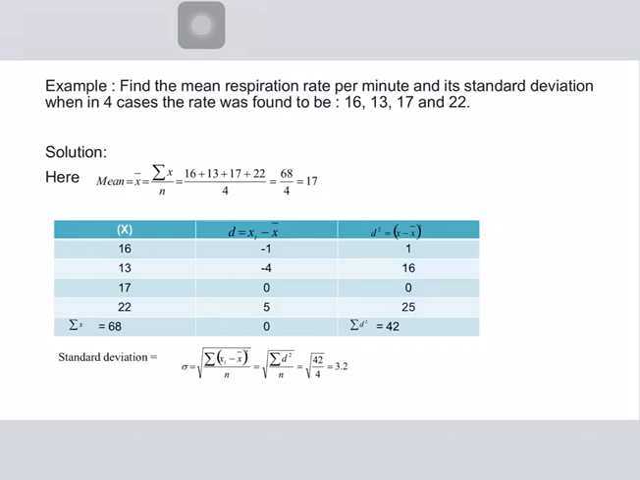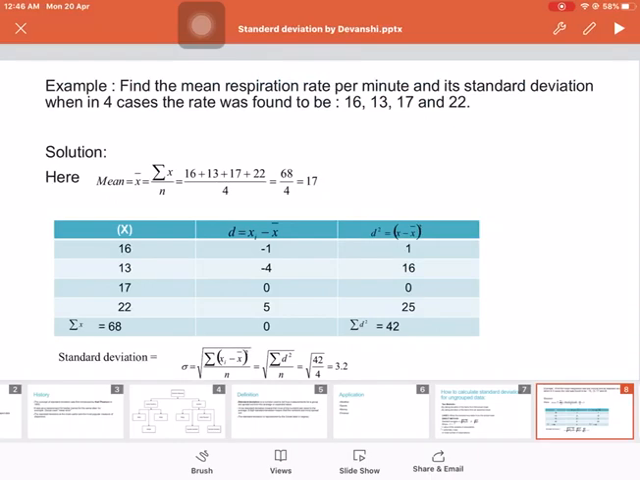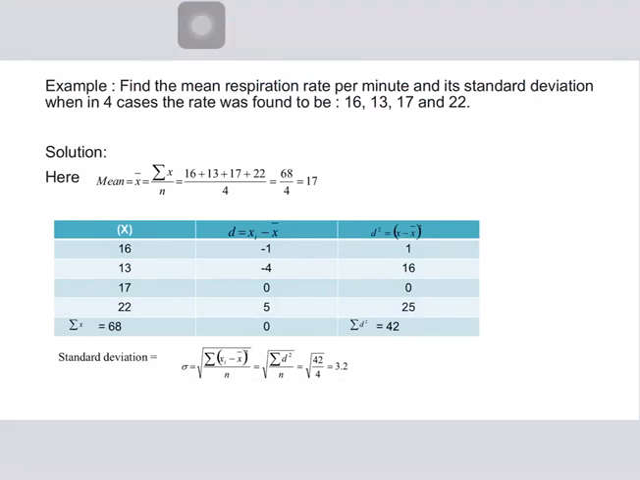So here we can find mean equal to 17, as the total of all observations divided by the total number of observations. Now we will find deviations from the mean, that is d equal to xi minus x bar, and the total of deviations from the exact mean is always 0. Now calculate the square of deviation and we can see that the total of d square is 42. Now using the formula we can find the answer: standard deviation is 3.2.